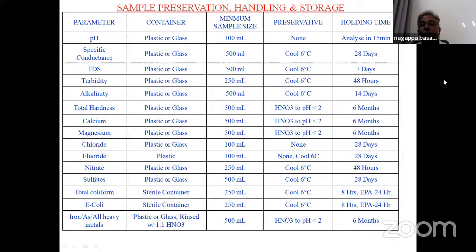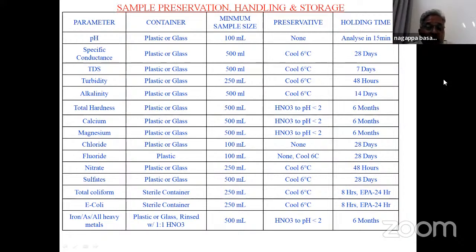pH, conductivity, and temperature of the water, we have to record in the field. Then specific conductivity, within 28 days we have to analyze it. Take a plastic or glass bottle and cool it at 6 degrees or 4 degrees by keeping it in an ice box. TDS, total dissolved solids, same procedure, within 7 days we have to analyze it.